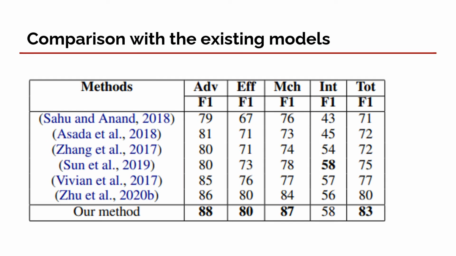And finally we compare our method with the existing models, starting from 2017 to 2018, then 2019, followed by the recent methods. We can see that our method is steadily performing excellently well on the mechanism type of interactions. And when we compare it on the total representation, we can see that our method performs really very well, and it gives us a state of the art performance on this dataset. So thank you.